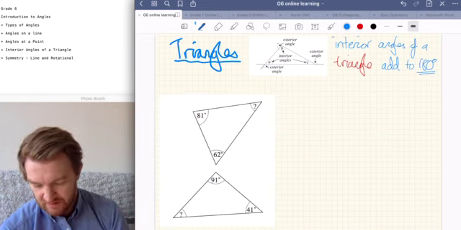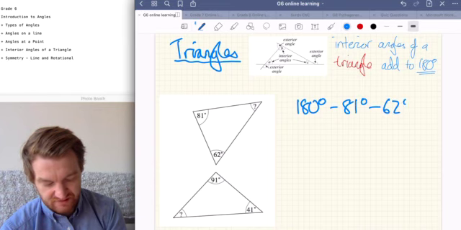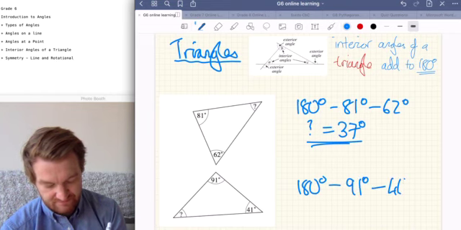We could do that with the triangle having a missing angle anywhere, so even though it's in the top right, it doesn't matter. We could say 180 degrees minus 81 minus 62, and that gives us 37 degrees, so that missing angle is 37. Again, 180 degrees in total, take away the angles you have, and that gives you the missing angle. Here, 180 minus 132, so it's going to be 48 degrees.